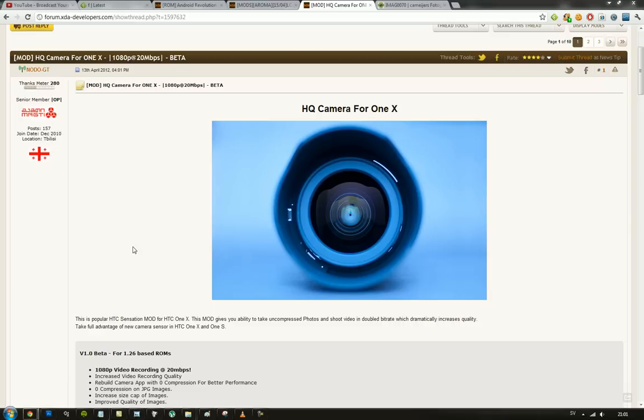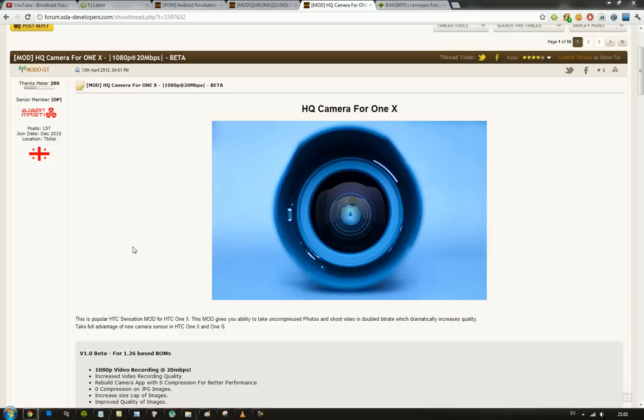Right now, when I'm recording with the HTC One X, I get around 5 to 10 megabits per second. So this would be able to maximize that, so you get a much higher frame rate, so it doesn't look choppy and laggy like it does right now with my HTC One X, and I don't have a problem with the HTC One S.